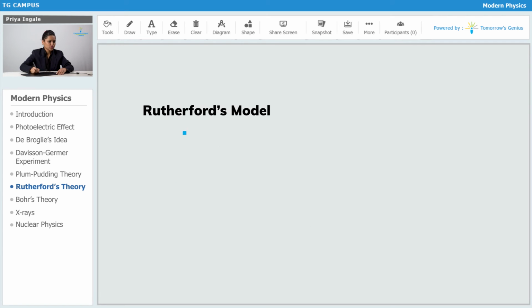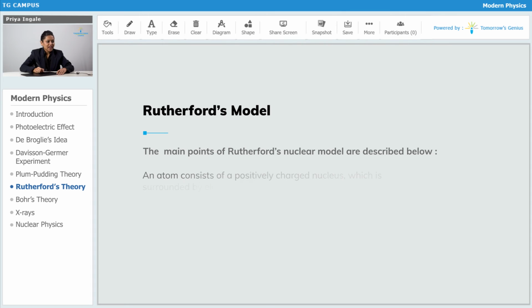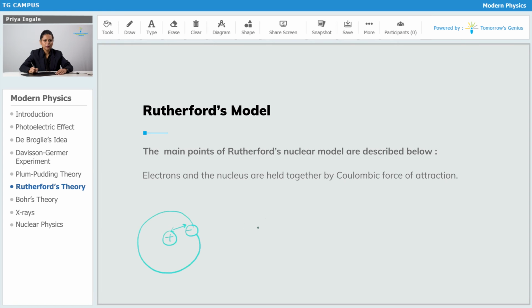An atom consists of a positively charged nucleus which is surrounded by electrons moving around it. So this model has been finalized: positively charged nucleus at the center, and electrons revolving around it. Electrons and the nucleus are held together by Coulombic force of attraction. If there is a positive charge and a negative charge revolving around it, then of course they have something between them, which is the Coulombic force of attraction, and we all know that Coulombic force of attraction is electrostatic force of attraction.